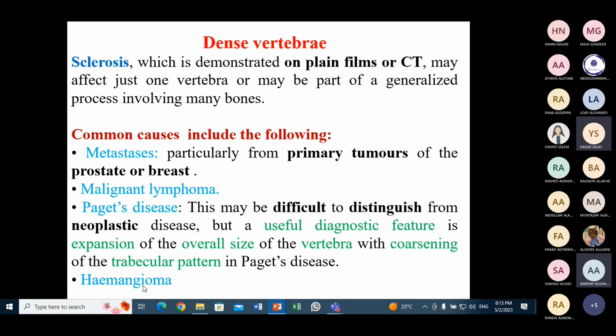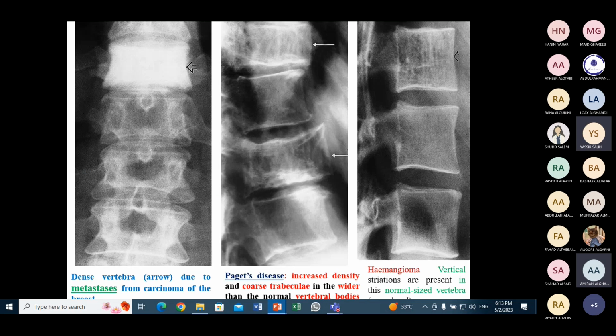hemangioma برضه اتكلمنا عنها تقريبا in the MSK، لكن حنجي نوضحها برضه. فالمهم بس الان احنا بنتكلم عن الدنس فيرتبرا. يعني ايه دنس فيرتبرا؟ يعني سكلوريتك فيرتبرا، يعني لما تكون more opaque than the other one. This is dense vertebra. هنجد هل is it due to metastasis or hemangioma or Paget disease.